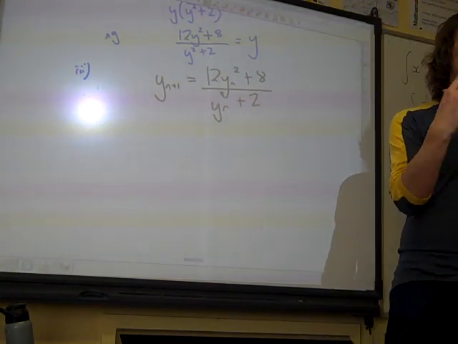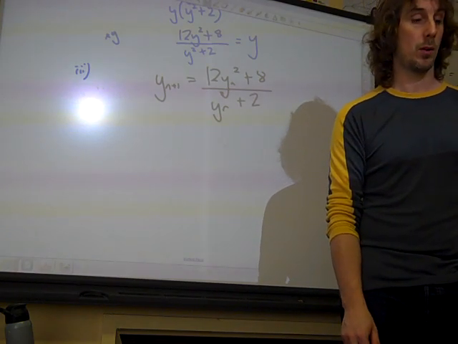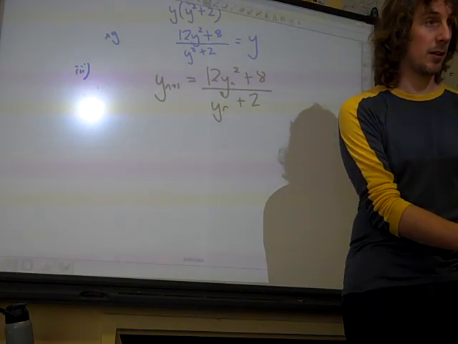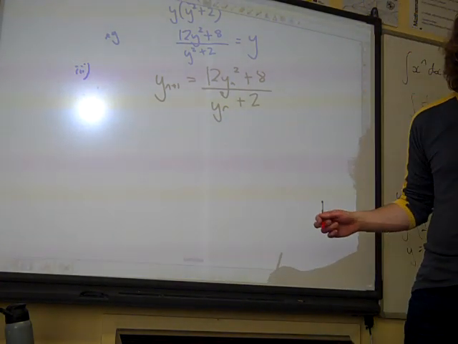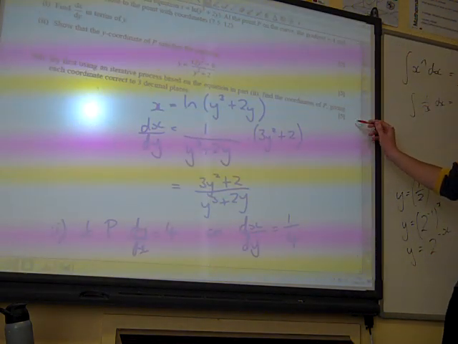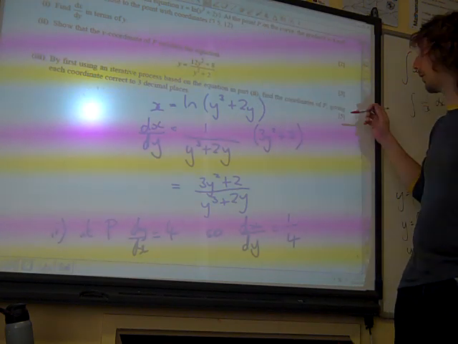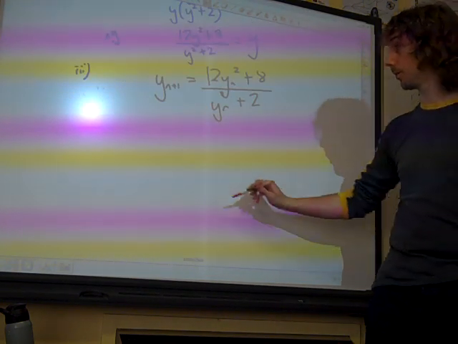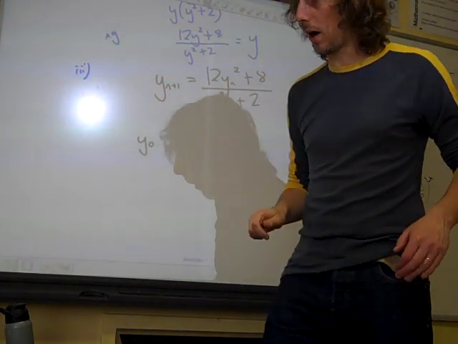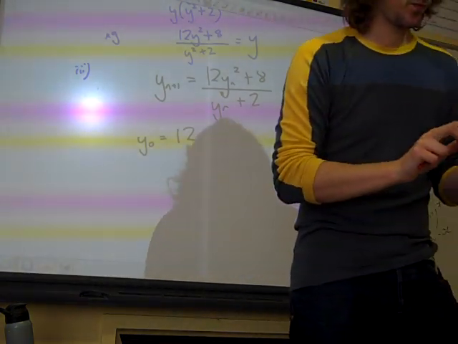We always expect to be given a start value with these iterative processes. We haven't been specifically told it, but it is there in the question, isn't it? What's the start value? 12. It's the y value. We're told that P is close to this point here. Remember, it's y that we're dealing with, so we're going to start with 12. So let y0 equal 12.